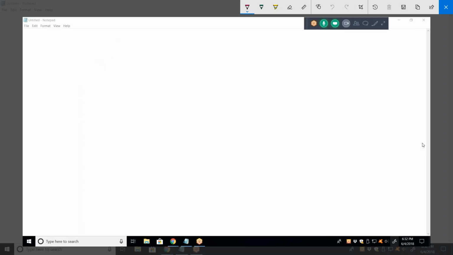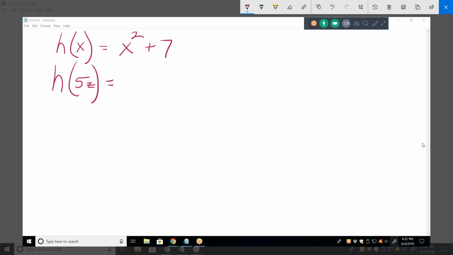Okay. So it's saying the function h is defined by h(x) = x squared plus 7. And then it says find h(5z). Well, what are we going to do with what's inside the parentheses? I have to plug that in for x. So it would be (5z) squared plus 7.